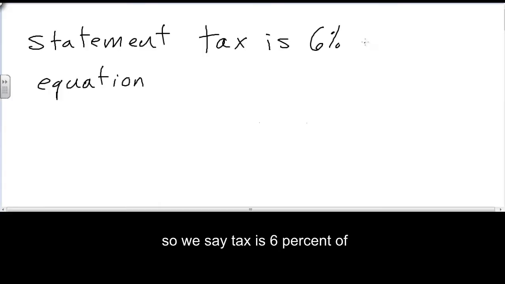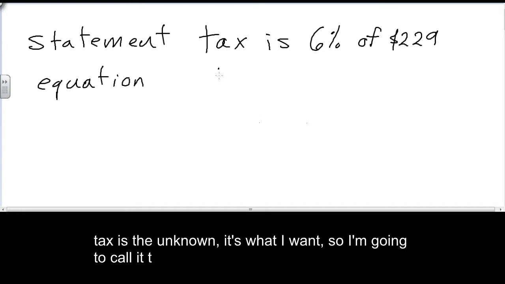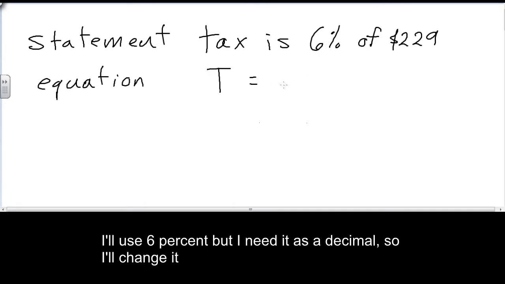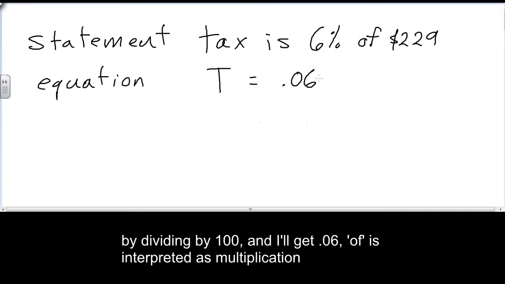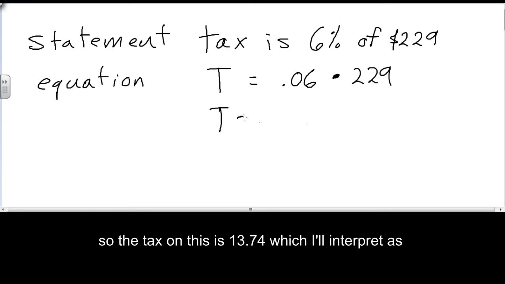So I'm going to use that to set up an equation from the statement that I am given. We say tax is 6% of $229. Using that statement, I can make an equation. Tax is the unknown, it's what I want, so I'm going to call it T. Is interpreted as an equal sign. I'll use 6%, but I need it as a decimal, so I'll change it by dividing by 100, and I get 0.06. Of is interpreted as multiplication. 229 is 229. I'll be doing 0.06 times 229.